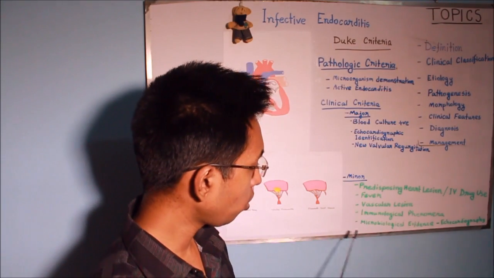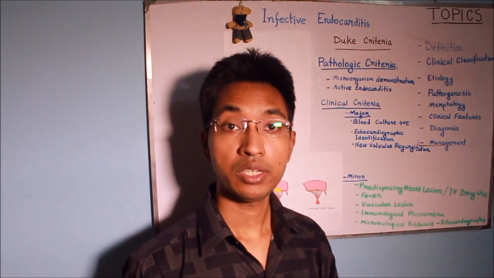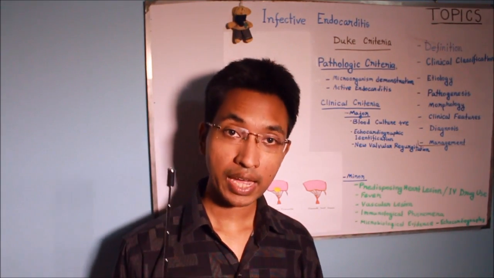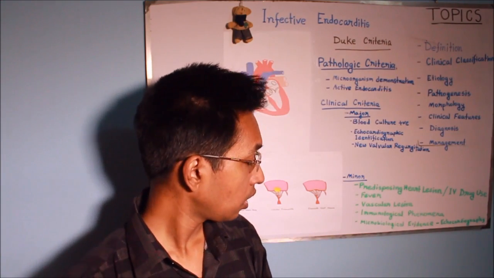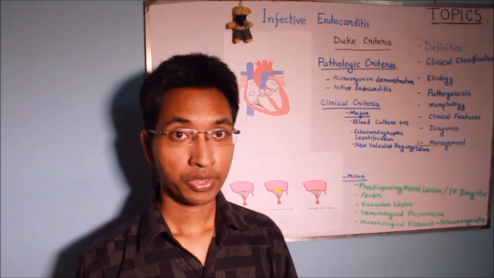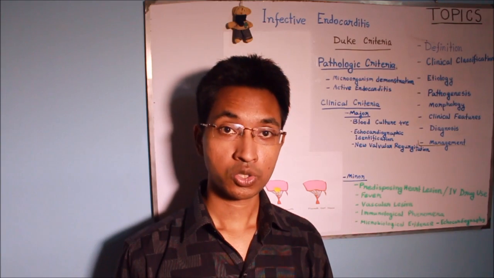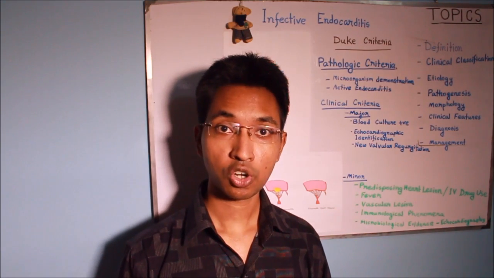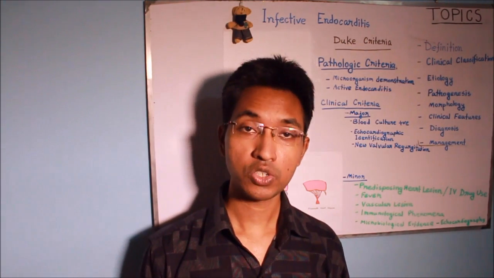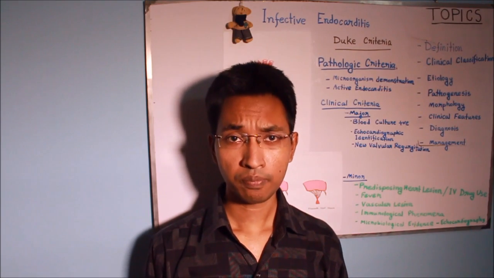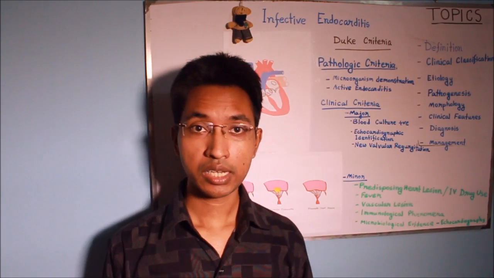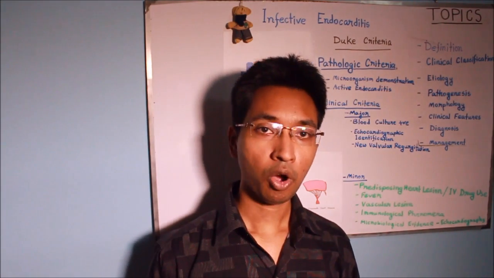Moving on to the immunological phenomena, examples will include glomerulonephritis that may happen due to deposition of antigen and antibody complex. Immunological phenomena will also include rheumatoid factor, Osler's node, Roth's spot. Now, we have already talked about Osler's node. So, what is Roth's spot? Always remember, these are oval retinal hemorrhages that will also have pale centers. So, that is Roth spot.